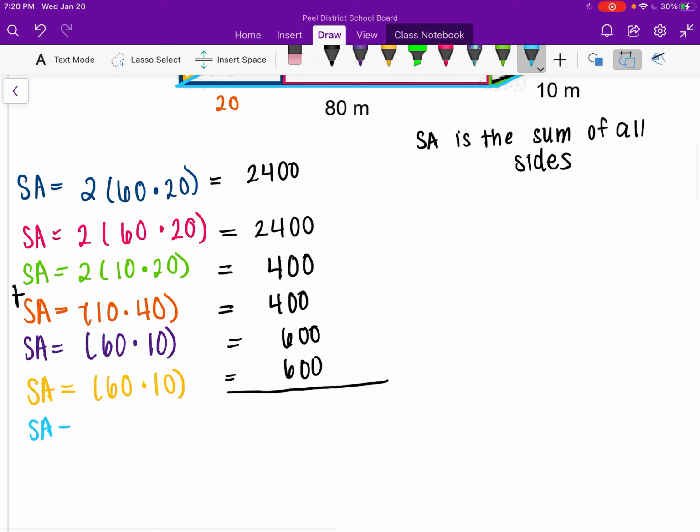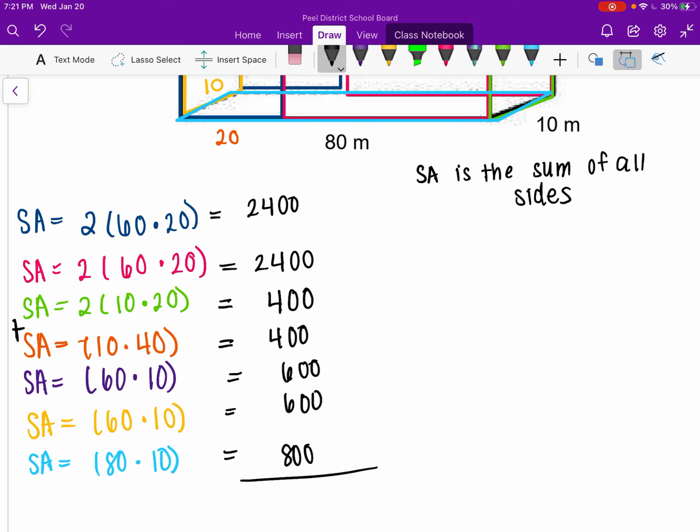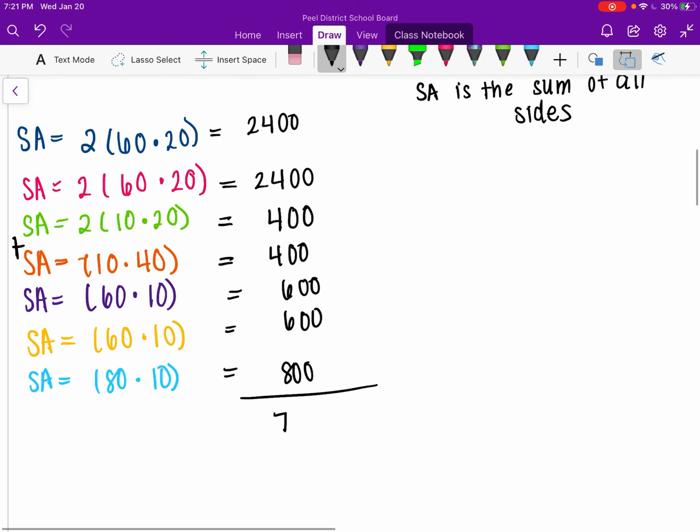So surface area for that is equal to the entire length of the bottom, which is 80 times 10. We need to make sure we add that into our calculation as well. 80 times 10 is 800. Sorry about that. So going back, 2400 plus 2400 plus 400 plus 400 plus 600 plus 600 plus 800 is going to give me 7600 meters squared.